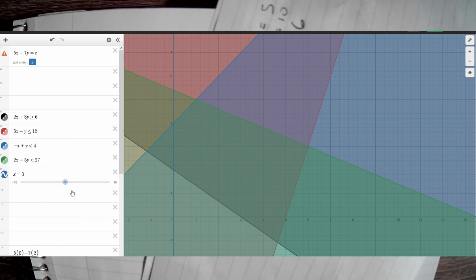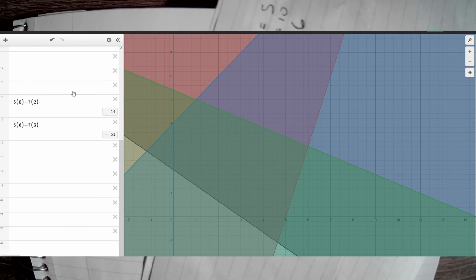So just a quick recap. You graph all the inequalities to find the bounding area. You want to find the vertexes of the bounding area by finding the solution between corresponding two equations. And then you plug those vertexes into the starting equation to get your maximum or minimum value.